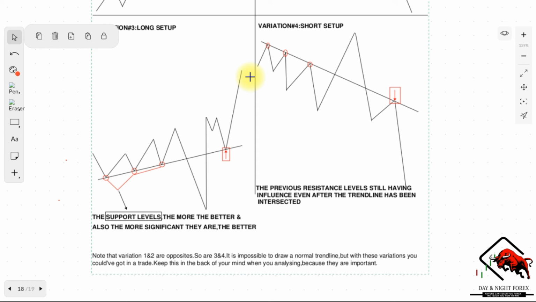These are just the variations that you need to keep in mind, that may violate the normal rules of a trend line, but they are also important and help us to enter a trade when the line has been respected. Once again, as you can see, it has been respected when the market came back in here. So it is also important to keep these different variations in mind.